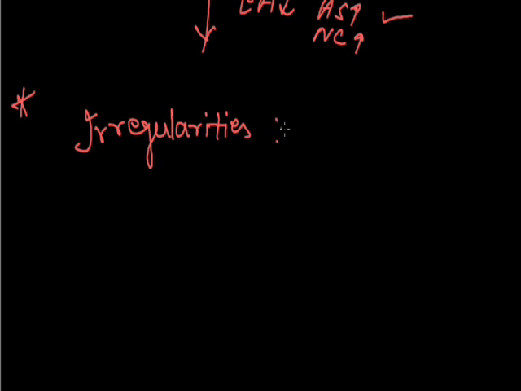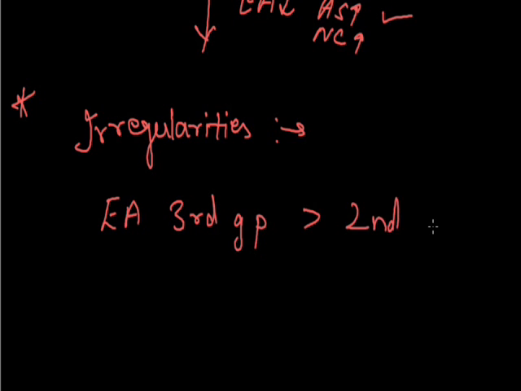We said that the electron affinity continuously decreases on going down the group in the periodic table. But this does not always happen. For example, the electron affinity of the third group is greater than the electron affinity of the second group. The reason being, the second group has a compact size.